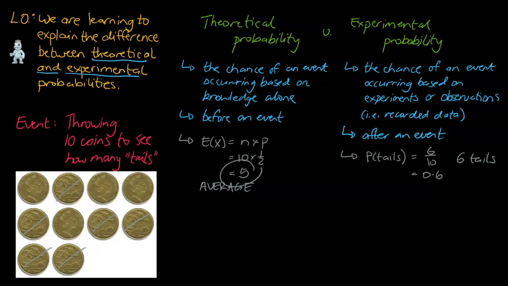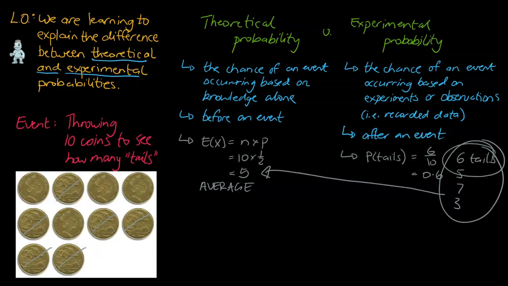You can see that there's a slight difference: 5, which is an average, and 6, which is recorded on experimental data. But as I said before, if we keep performing experiments, maybe we do it again and we get 5, maybe we do it again and we get 7, then we get 3. These should average out to be close to our theoretical probability number.